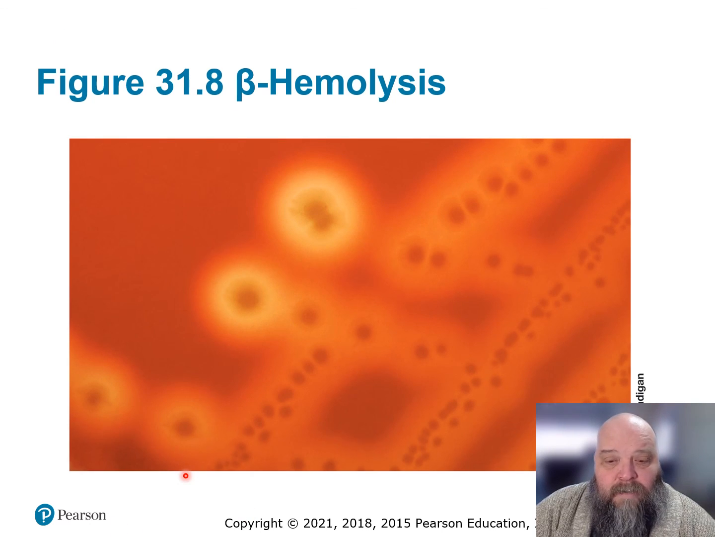And just once again, to give you an idea, see this halo here. This is a blood agar plate. All the red blood cells that should be here are now lysed around this colony. Nice beta hemolytic. They call this beta hemolysis.